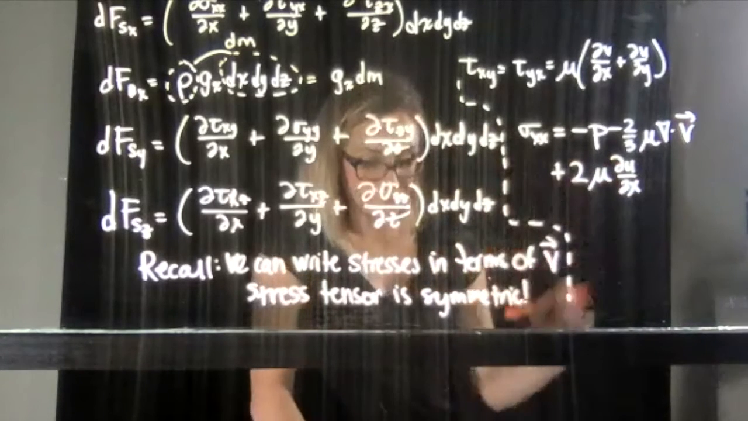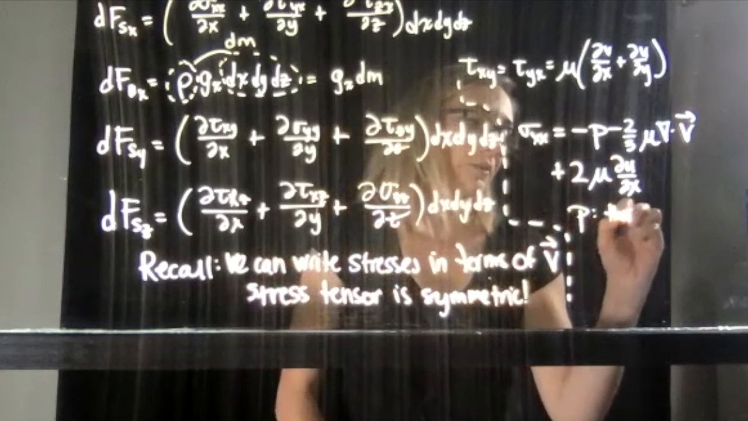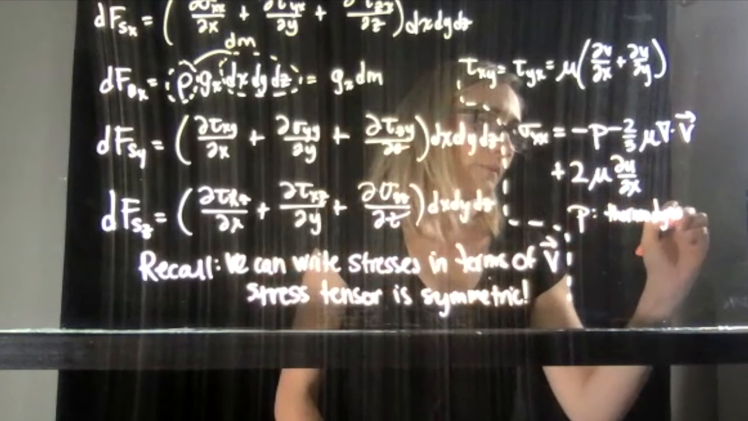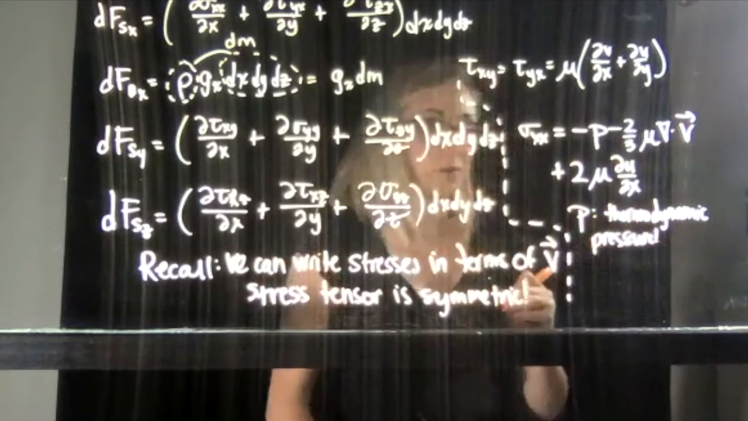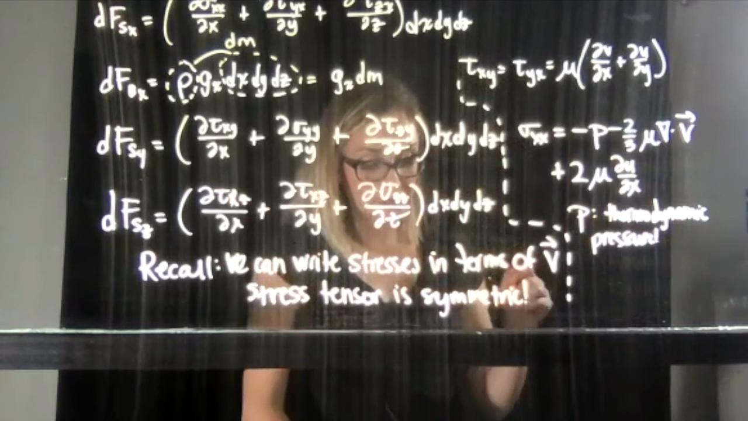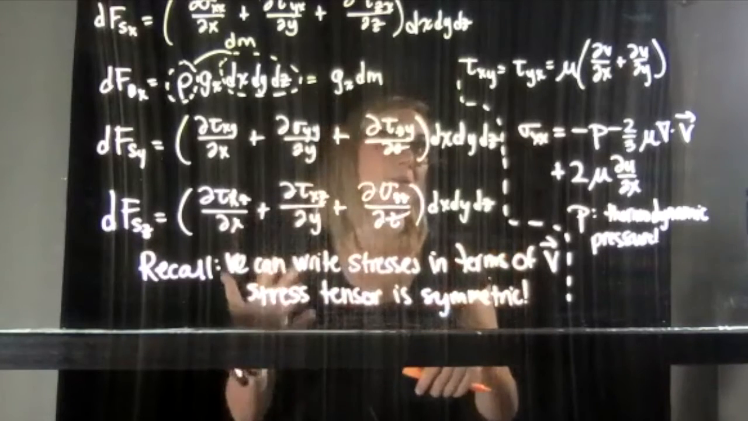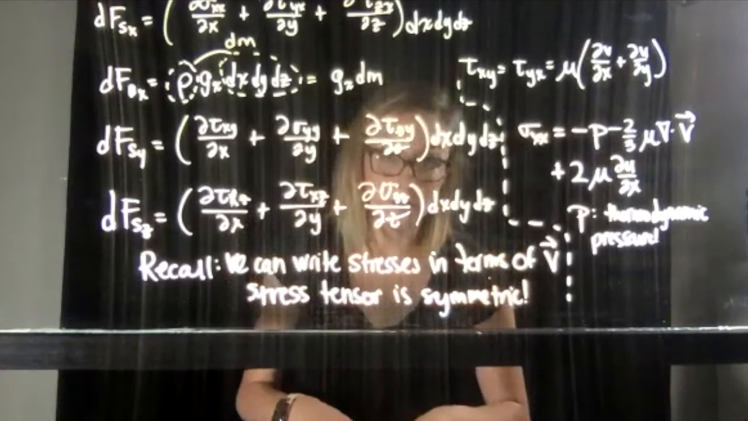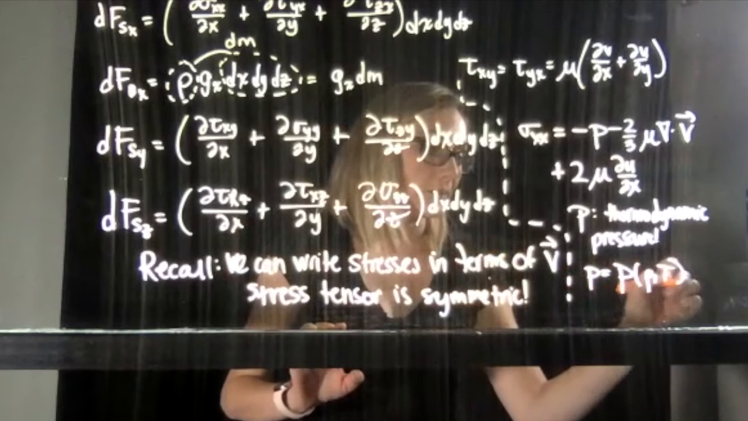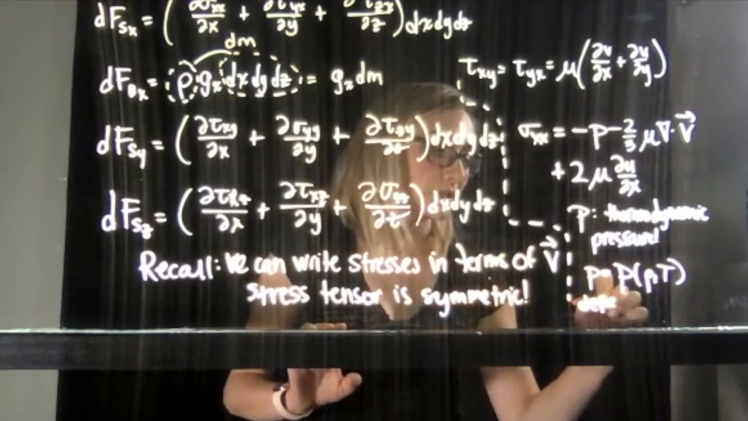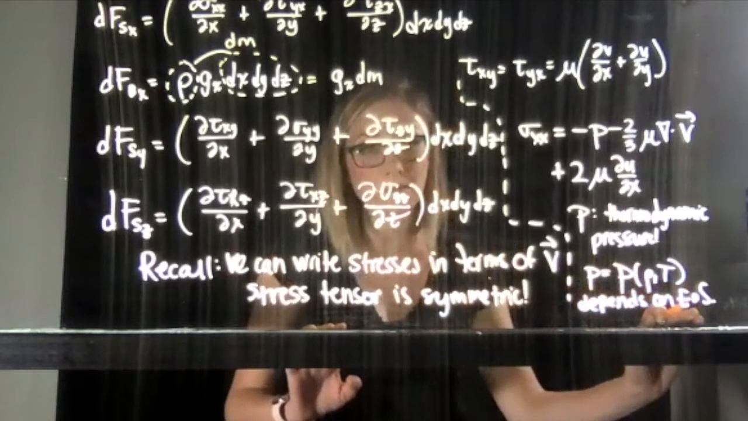Okay, great. And here I just want to note that P is the thermodynamic pressure. So this is the pressure that depends on density and temperature, and it's defined by what's called an equation of state. So an equation of state that you're probably familiar with would be the ideal gas law, for example. So P is a function of density and temperature, and it depends on the equation of state, oftentimes abbreviated EOS.